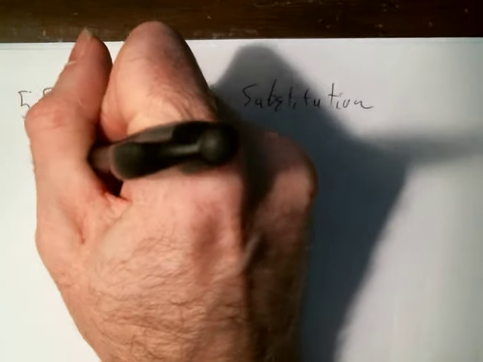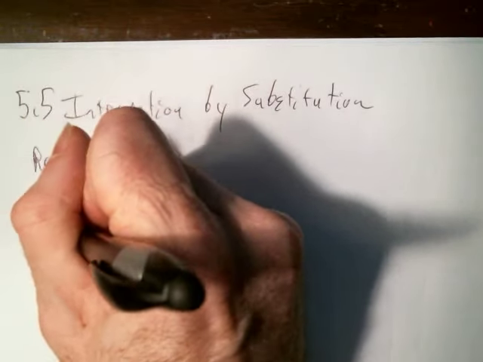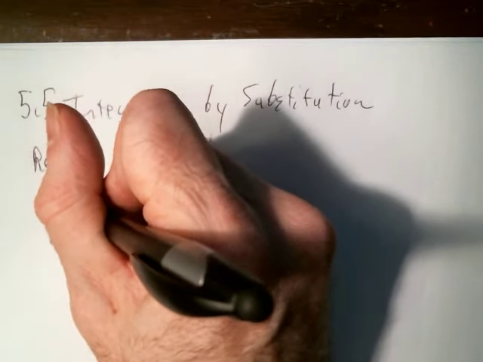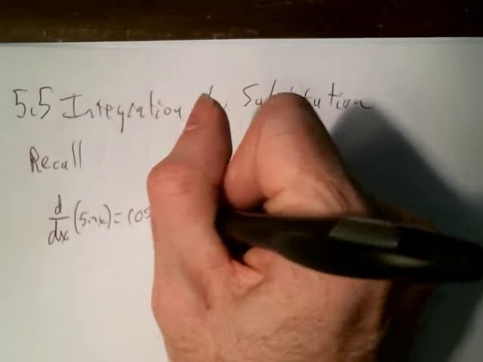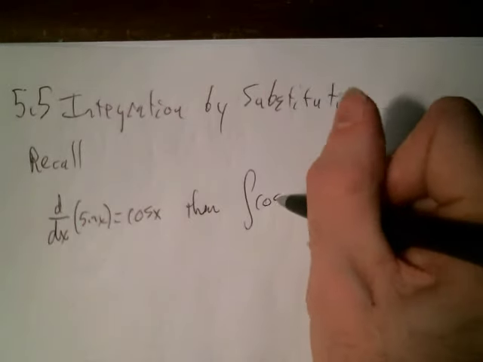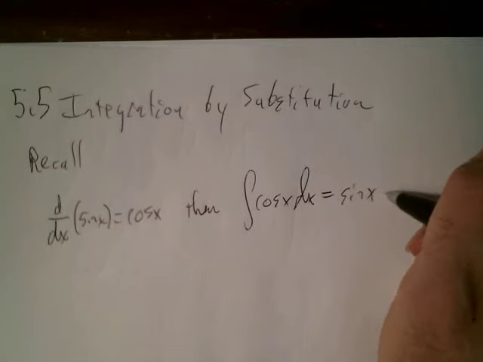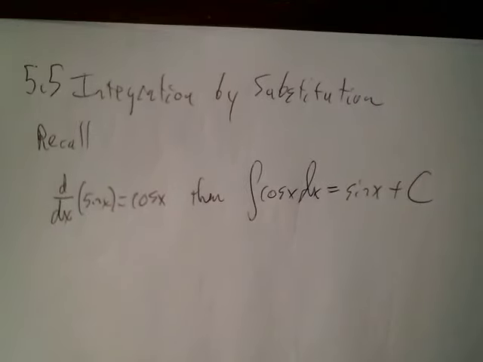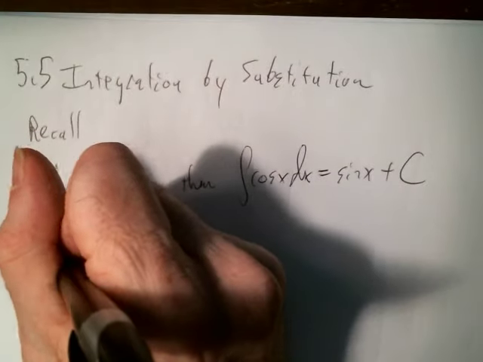So recall before, with our integral rules, we noted that if I know the derivative with respect to x of something like sine of x is equal to cosine x, then I can say the integral of cosine of x dx is equal to sine of x, plus c. We want to take this up a notch.